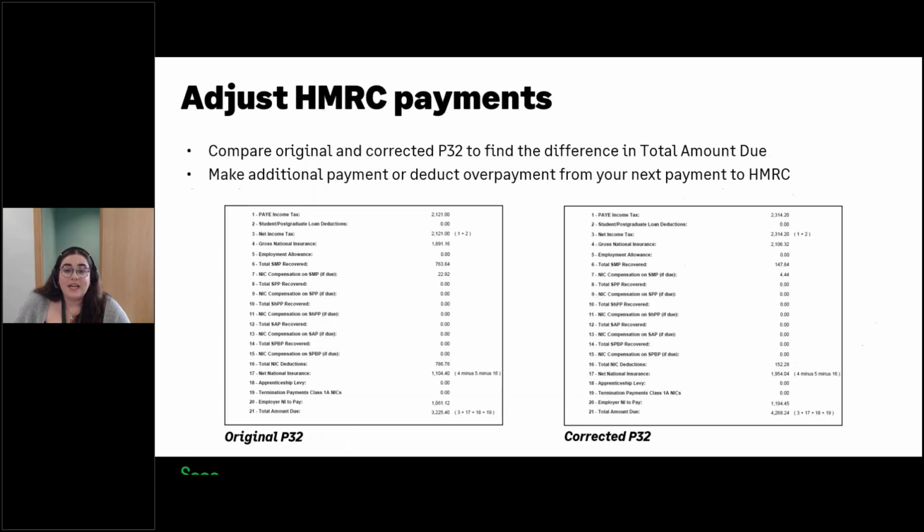Something else to consider is HMRC payments. You'll check your original P32 report, which will show what you originally paid them, against the new P32 report for the payment periods that you've corrected. Compare the total amounts due on line 21 of the report, and if you owe HMRC money, you'd add that onto your next payment, or if you've paid them too much, you would deduct that from your next payment. So that's generally how it's done if you are amending payments to HMRC.